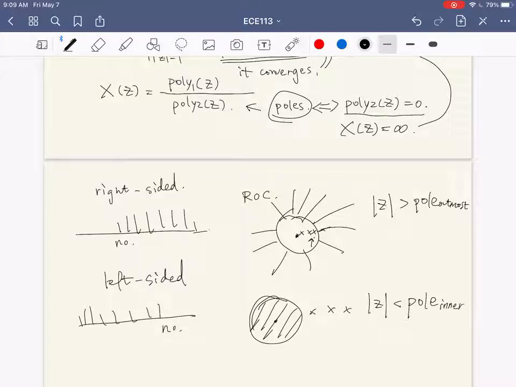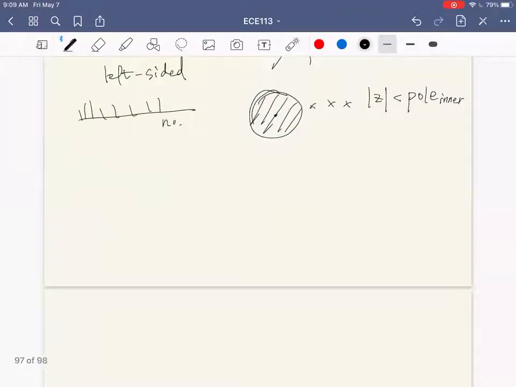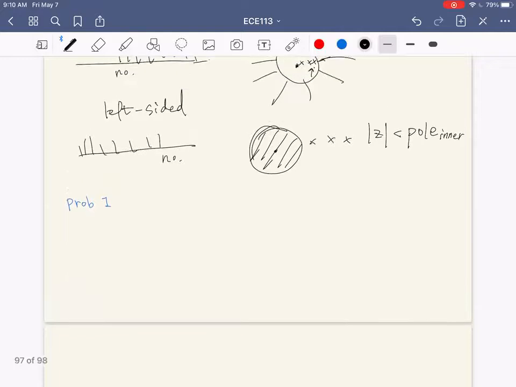All right, so here is the basic understanding of our Z transform and the ROC. We should make sure that we compute both of them. Okay, any questions up to now? Great.